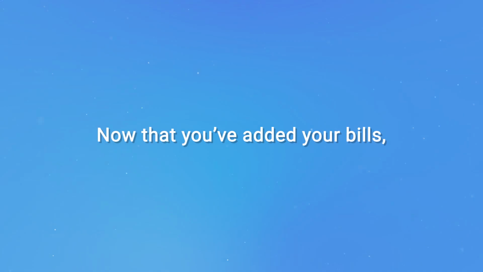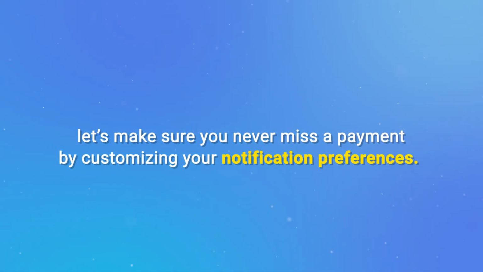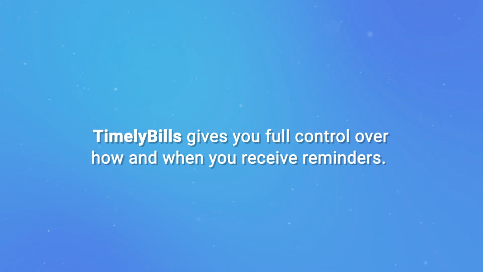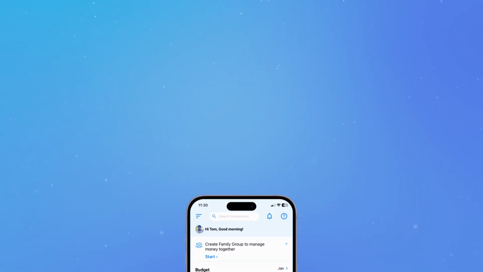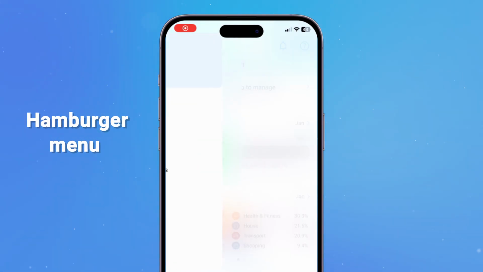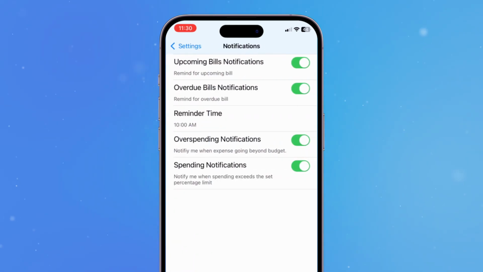Now that you've added your bills, let's make sure you never miss a payment by customizing your notification preferences. TimelyBills gives you full control over how and when you receive reminders. Here's how to personalize your notifications. Go to the hamburger menu in the top left corner of the app, select Settings, and then tap Notifications.